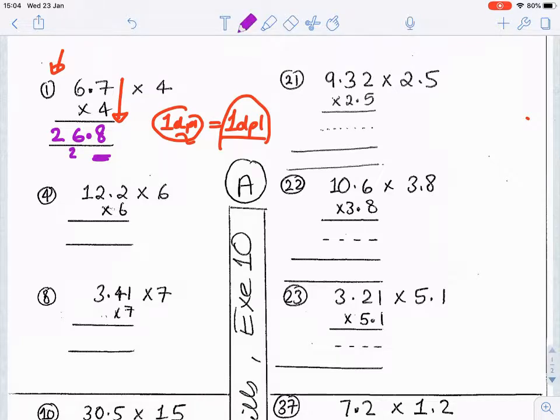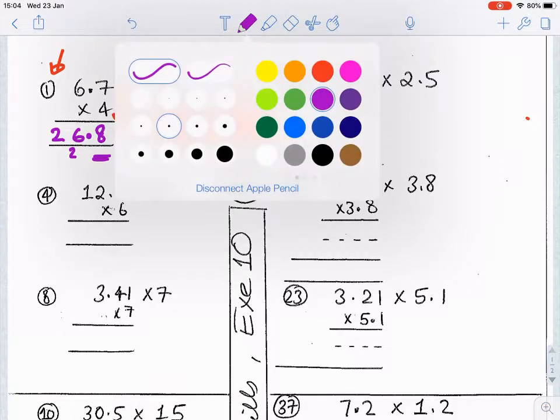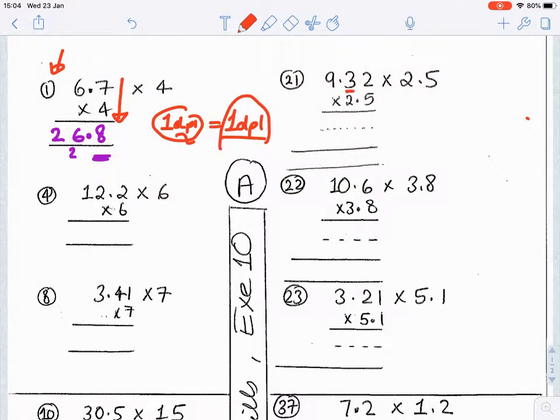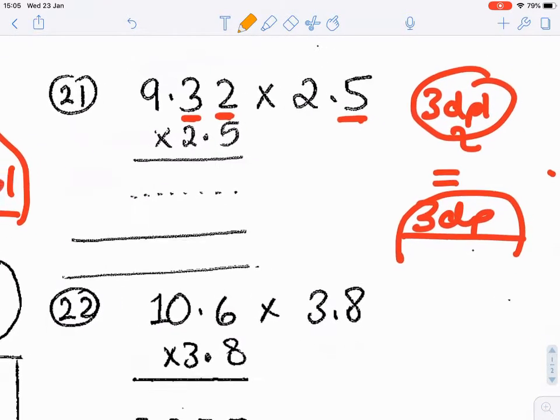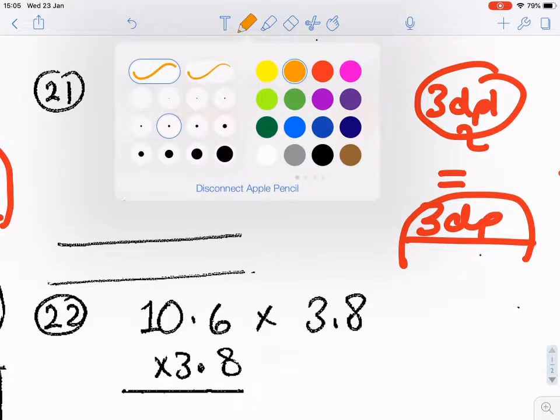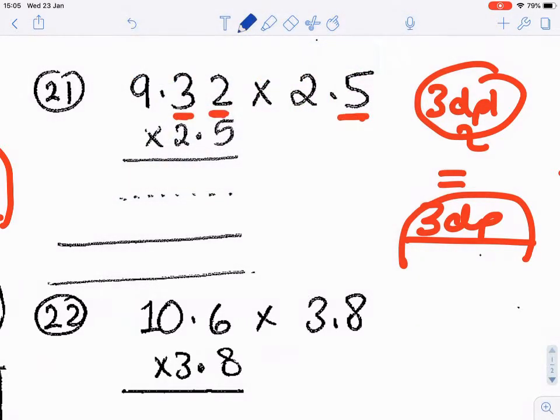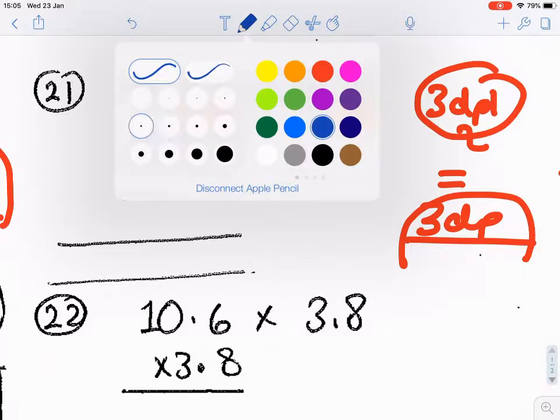So let's have a look at question number 21 now. In question number 21, if you count the number of decimal places, we have 1, 2 in the question, and another one over here. So we have 3 decimal places in our question. So we'll have 3 decimal places in our answer. So let's see how that works. Okay, right, and let's make the question a bit bigger so we can see better. I'll move it over here, and there we go, centerpiece. Right, let's just choose something a little bit smaller.